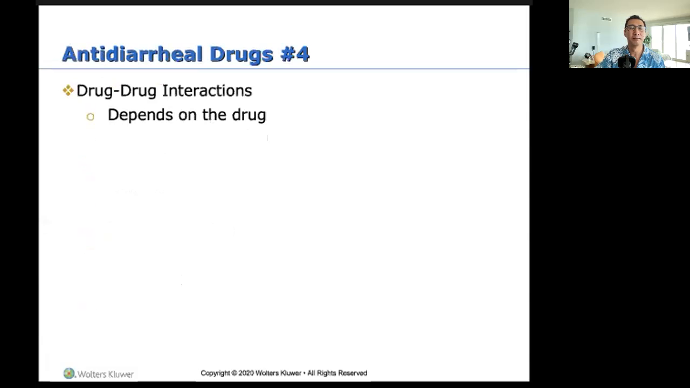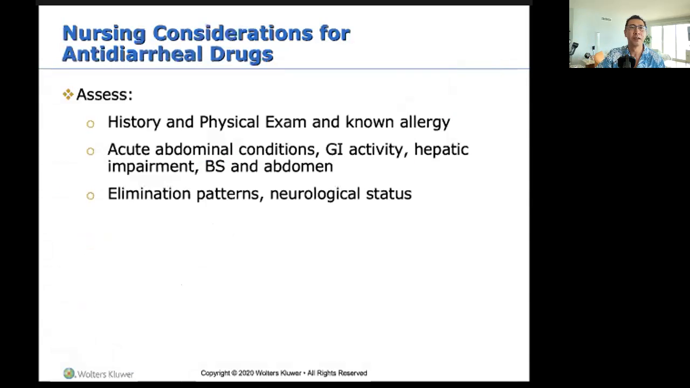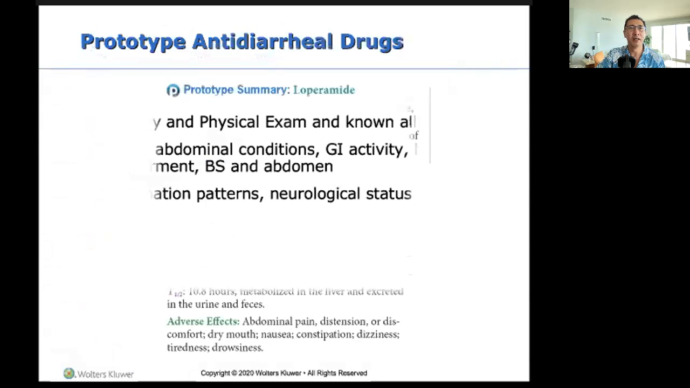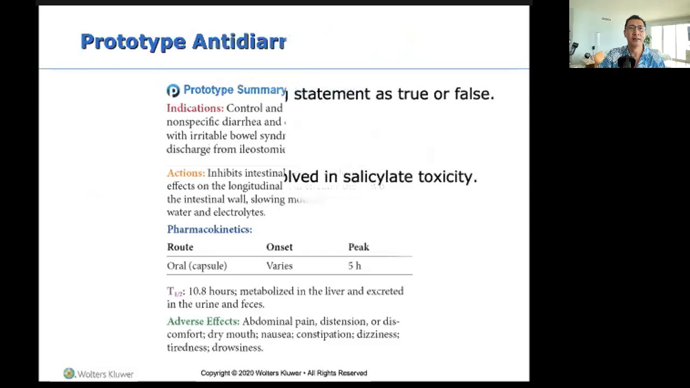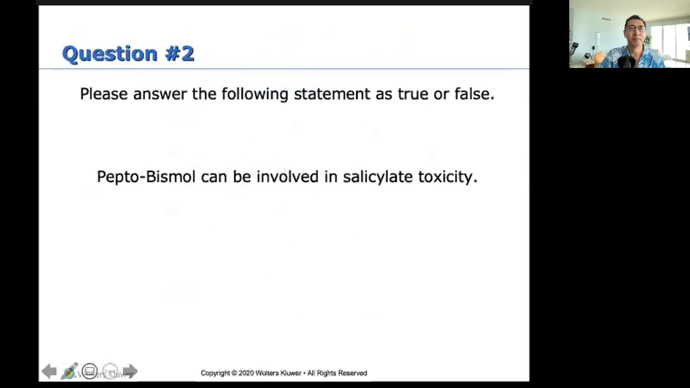Next, same with the interactions. There's so much you can interact with drugs, but I don't really think about that. If I have diarrhea, I just take the Imodium from my cabinet. Same there. Same there. That's it.